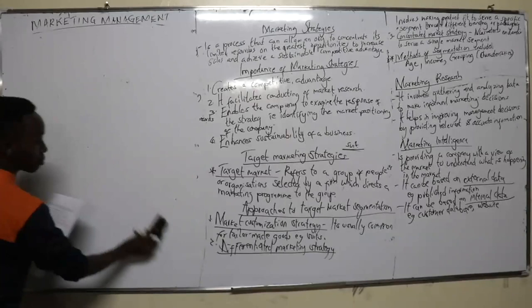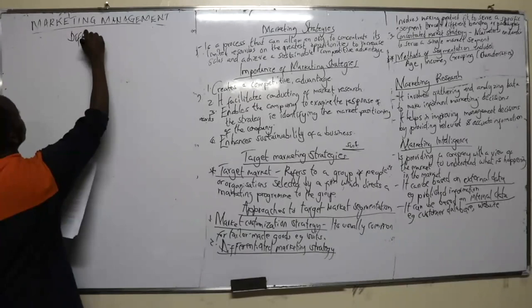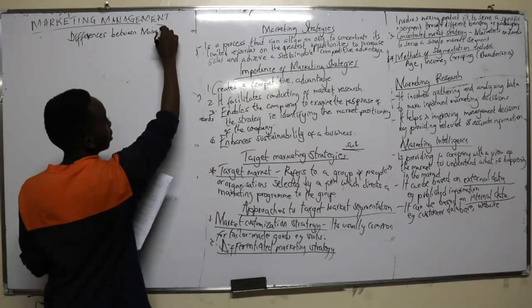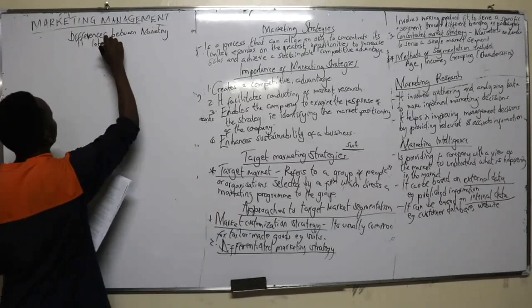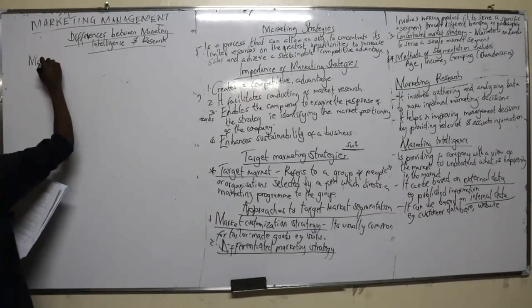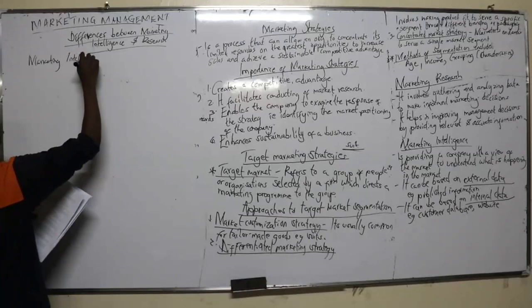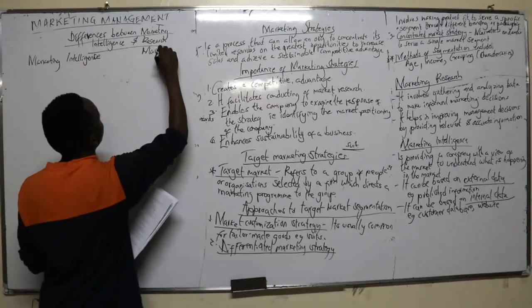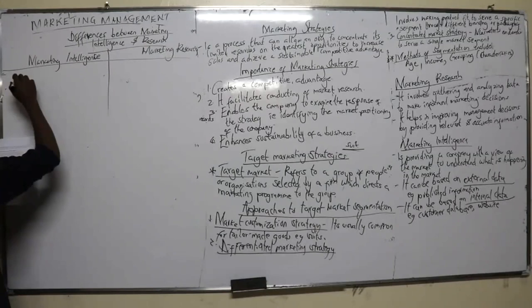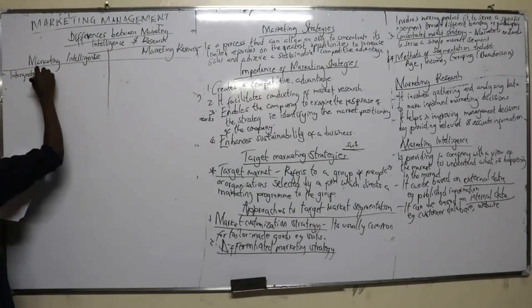So you can have on one side the differences between marketing management, marketing intelligence, and marketing research. On one hand, you have marketing intelligence, and the other, marketing research. For marketing intelligence, it involves all aspects, so it integrates with all aspects of the company.